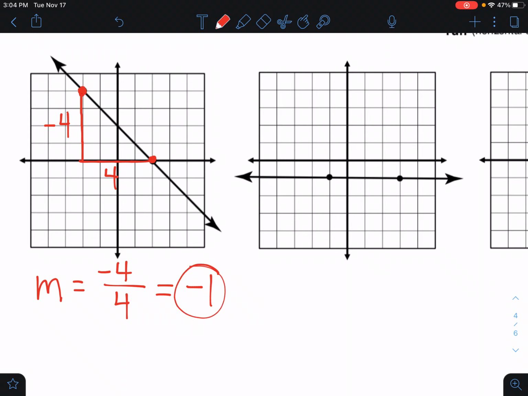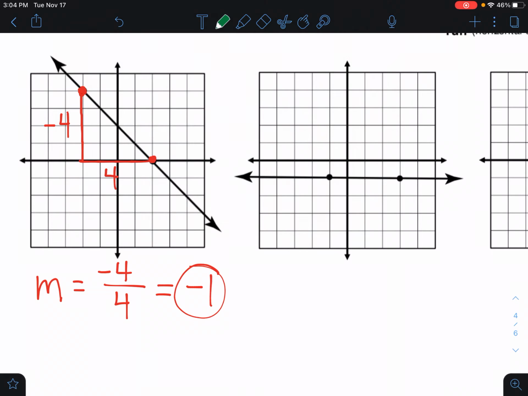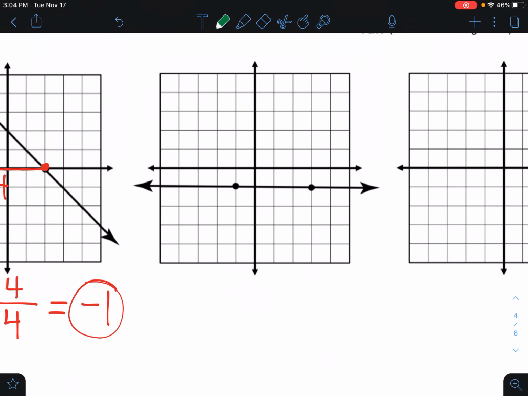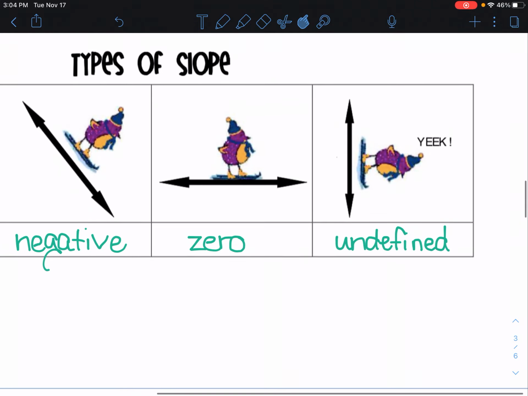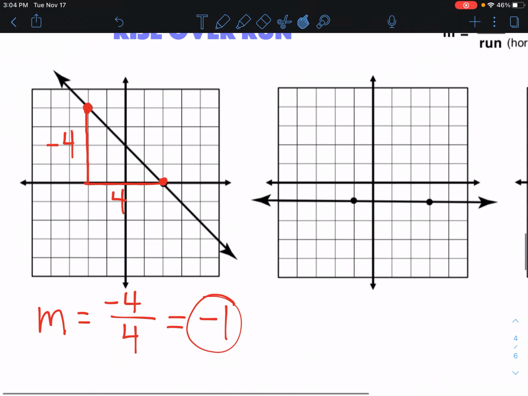So the slope of this line is -1. Okay? All right. Now let's try another one. All right, this middle one right here. Now, this, you might already know what the slope is. You could look here. Say, oh, that looks kind of familiar. It looks like this one, right? So the slope should be 0. Well, let's try it out. Okay.